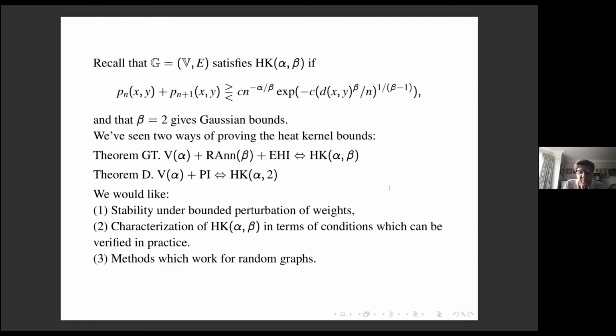And what would we like to be able to do for higher dimensions? Well, we'd like stability of these bounds under bounded perturbation of weights. We'd like to characterize these bounds in terms of conditions which can be verified in practice. And we'd like methods which work for random graphs. And as you will see, we have made progress on some of these problems, but the story is not as complete as one would like it to be, and is not as complete as it is in the low dimensional case.